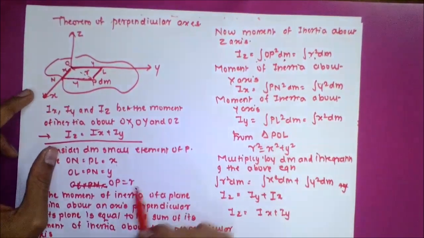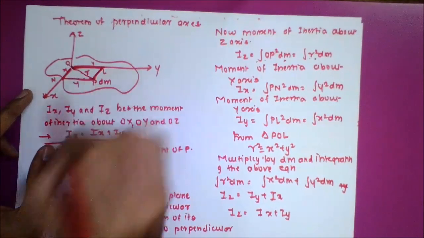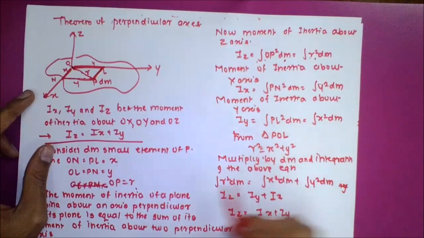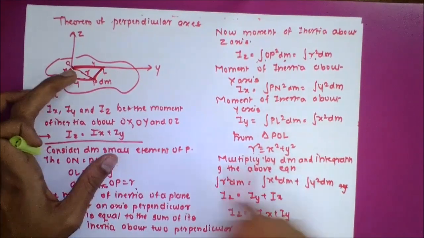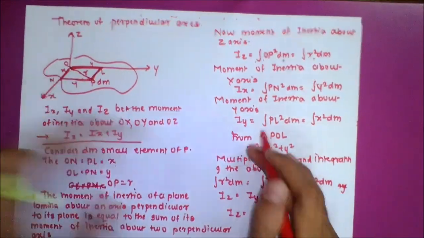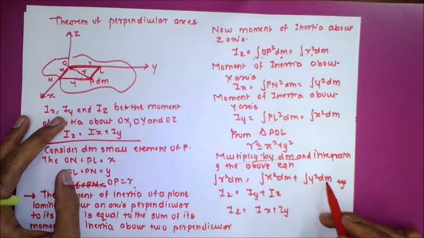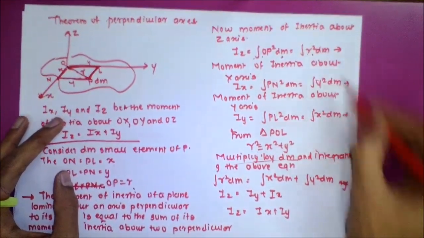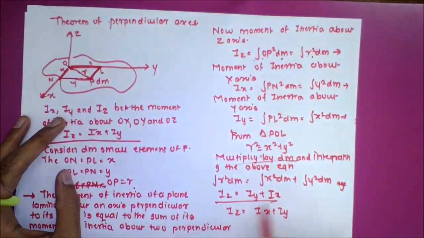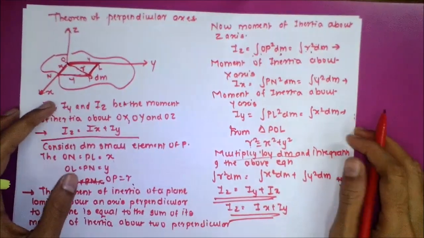So in this triangle POL, applying Pythagoras, we get r square is equal to x square plus y square. So multiplying by dm and integrating both sides, we multiply the mass on each side, and then we integrate. So we get integral of r square dm is equal to integral of x square dm plus integral of y square dm. So the values of r square, x square, y square we have found. Those are Iz, Iy and Ix. Putting them into the equation, we get Iz is equal to Ix plus Iy. Hence the theorem of perpendicular axis is proved.